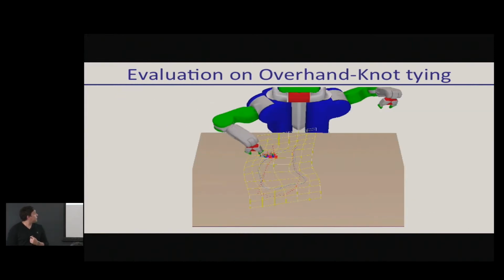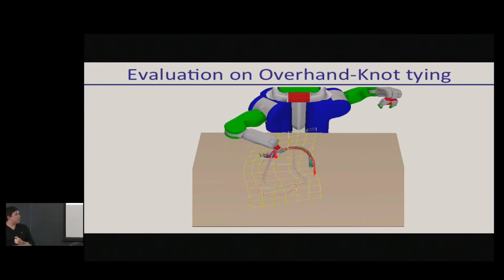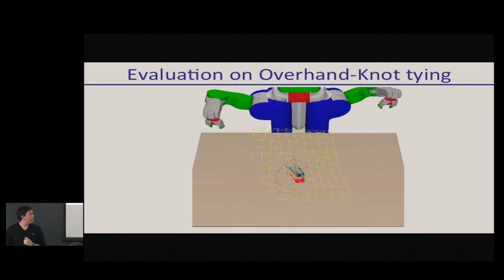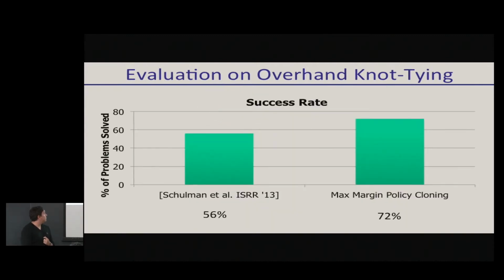And then this is what it looks like if you go ahead and execute that. It's going to run the correspondence, do the motion planning, and then this is our simulated environment. It's using Bullet physics to model the rope. So how do we do when we do that? Well, if you just take this policy, you get a 72% success rate on a holdout set of 100 knots, versus 56% before. So that's great.